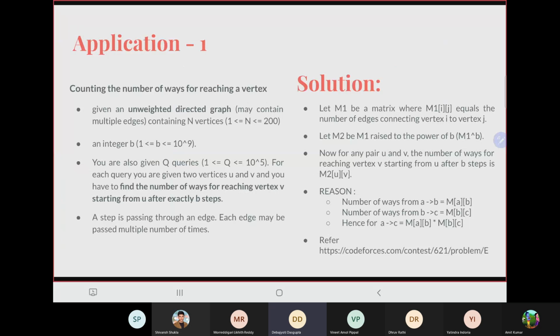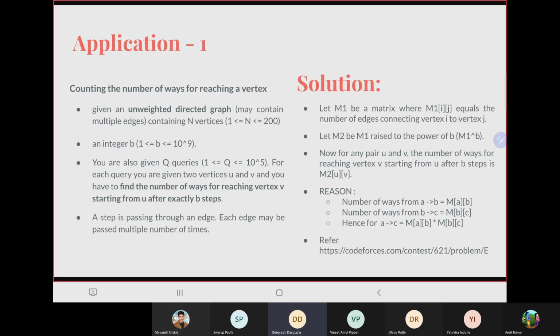I need to know the number of ways of reaching the vertex V from U in B steps. B is a constant that will be given. If it was a single question, you could have done a DFS or brute force and got the answer. But since you have Q queries which are of the order of 10 power 5, and B is also quite large, 10 power 9, you will not be doing DFS in each of the queries. So instead, what will you do?